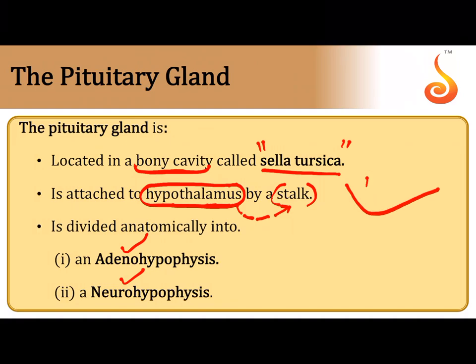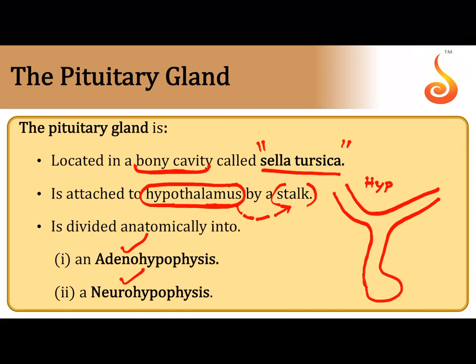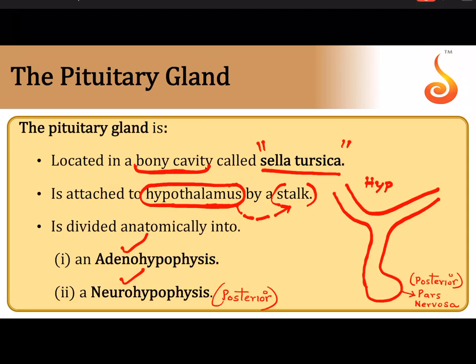Now if this is the hypothalamus, please remember, from the hypothalamus you have a stalk, and then you have the posterior pituitary gland. So this is the posterior pituitary gland. Let me label this as pars nervosa. Pars nervosa is the posterior pituitary gland. It is also called neurohypophysis. As you can see here, this is the posterior pituitary gland or the neurohypophysis.